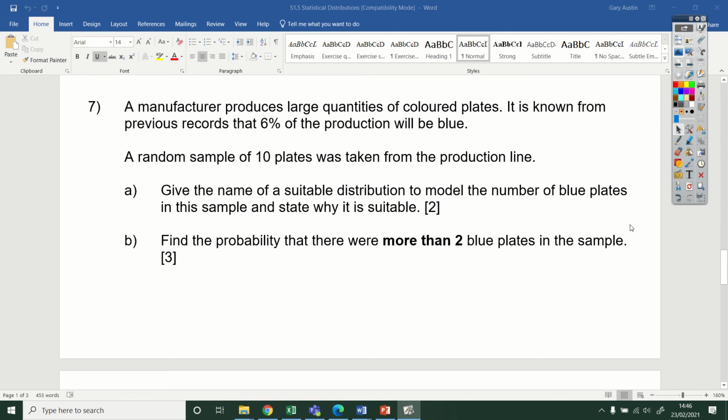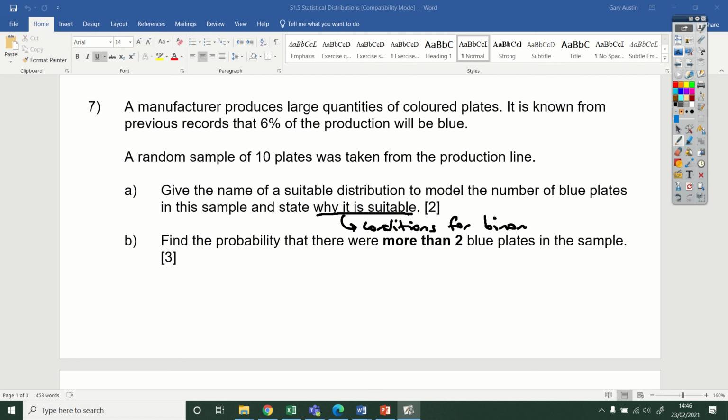Question 7. A manufacturer produces large quantities of coloured plates. It's known from previous records that 6% of the production will be blue. So in a sample of 10 plates, again, state the distribution to model the number of plates. State why it's suitable. We're going to need to refer to the conditions under which a binomial distribution is appropriate. So go back through the list. We had about 4 or 5 of these.